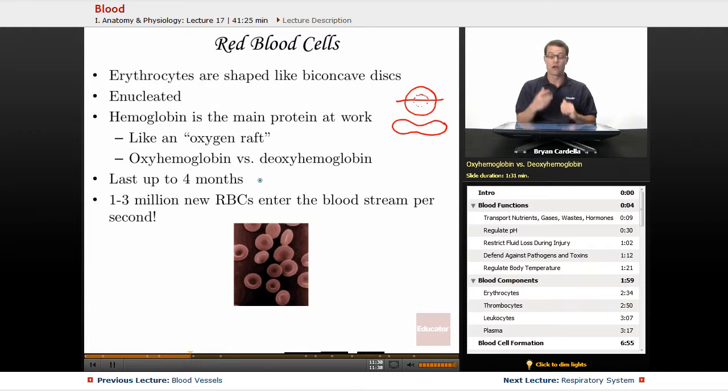So you can get away with having these damaged red blood cells because you're making 1 to 3 million new red blood cells entering the bloodstream every second. And this is variable because I've seen textbooks say 1 million, and I've seen textbooks say 3 million. So there's a range. I'm sure it depends on the person, their size, and how many liters of blood are in their body.